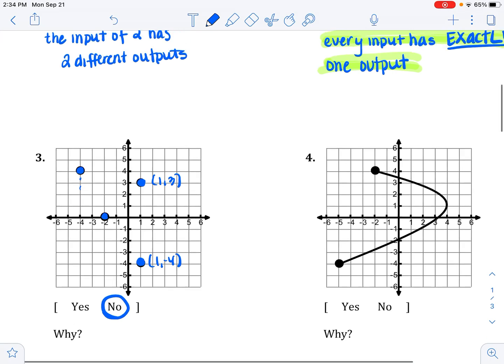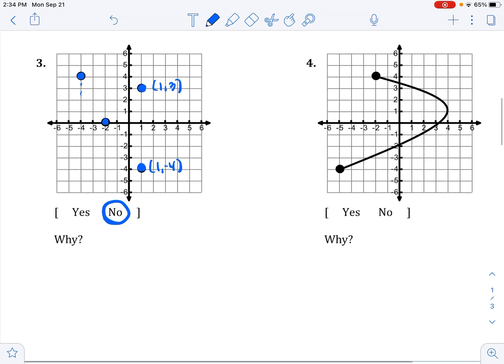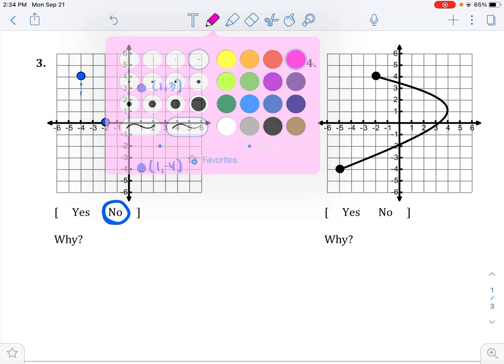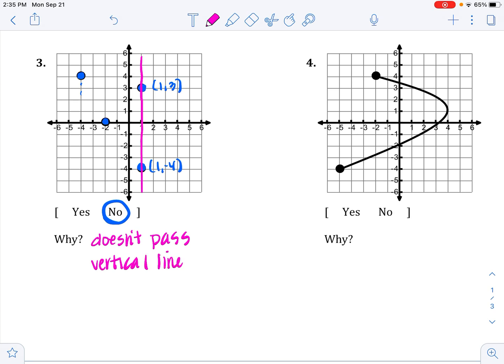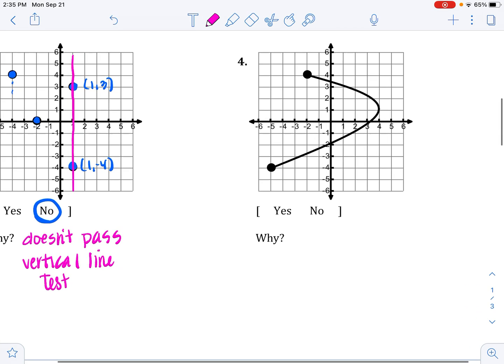So there's two different ways you can say this. You can go back just like the one above it and say the input of 1 is giving two different outputs. That's absolutely fine. Another way of saying it is if you look right here, I can see that if I draw a vertical line through this, it hits the graph twice, and that will happen if you get two different outputs. So you could also say doesn't pass the vertical line test.